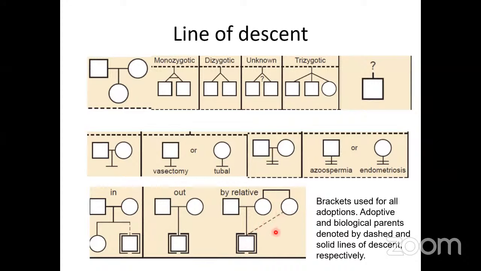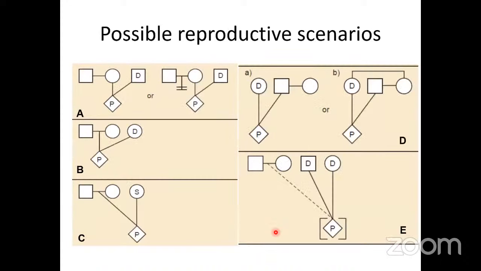So brackets are used for all adoptions. Adoptive and biological parents are denoted by dashed and solid lines of descent respectively. That means adoptive parents are denoted by a dashed line of descent, whereas the natural or biological parents are denoted by a solid line of descent. Clear? Now, these are new scenarios that we are seeing, and we are going to see these scenarios very frequently in future. So you need to understand this.